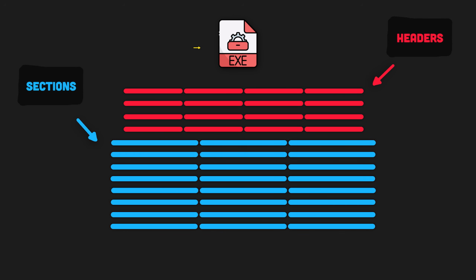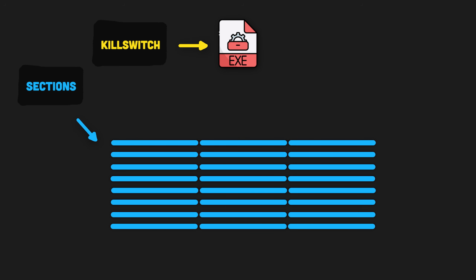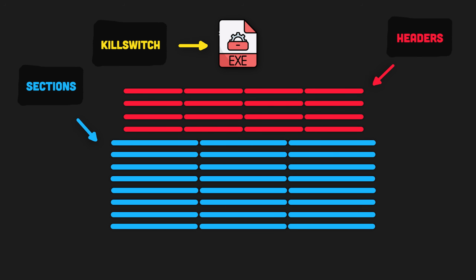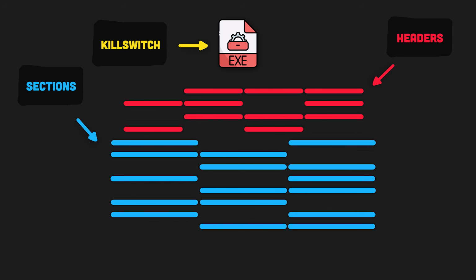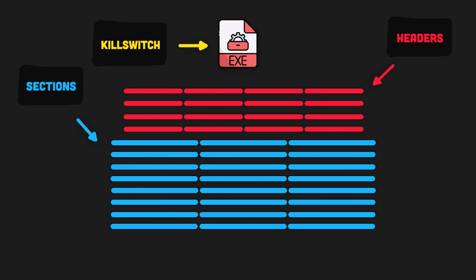We will create a kill switch inside our malware that erases the executable headers if it gets detected. I picked this technique specifically because it demonstrates how we can manipulate a portable executable structure. So I believe this is one of the most important videos in this malware development series so far. So stick around, I'll explain everything from A to Z. Anyways, let's look at the code.